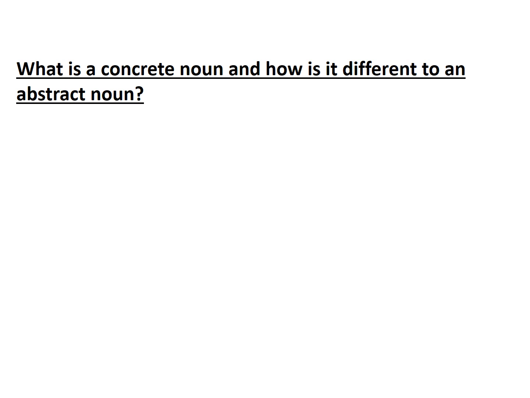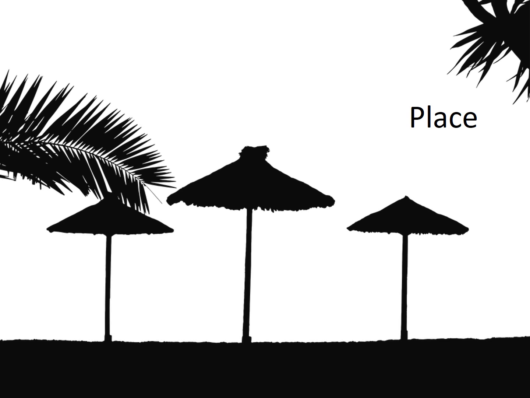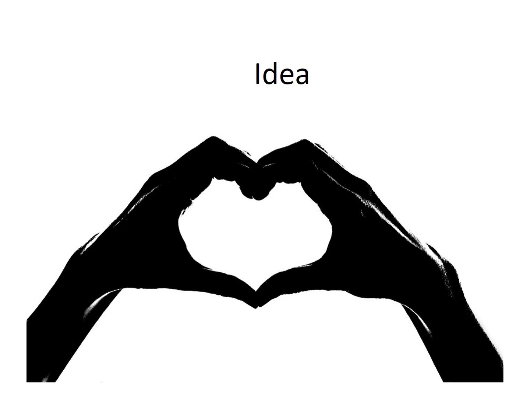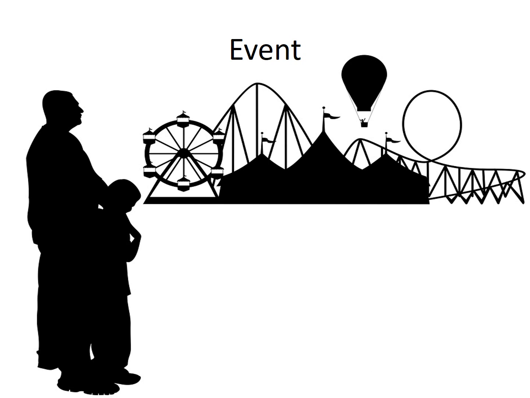In this video we'll be answering the question, what is a concrete noun and how is it different to an abstract noun? But before we unpack that, a noun is simply the name of something. It could be the name of a person. It could be the name of a place. It could be the name of an idea. It could be the name of an organisation. It could even be an event.